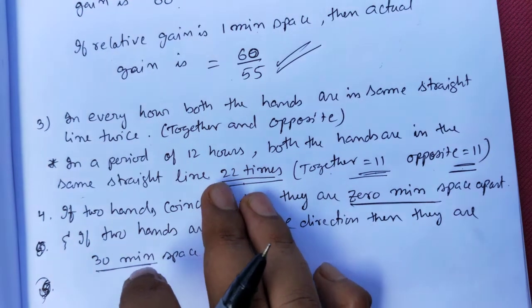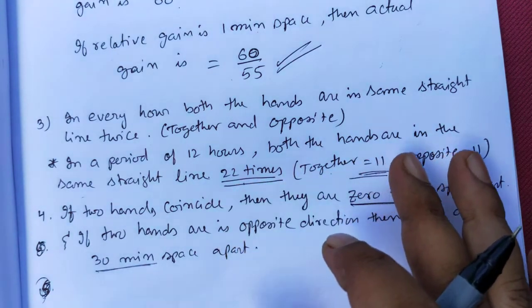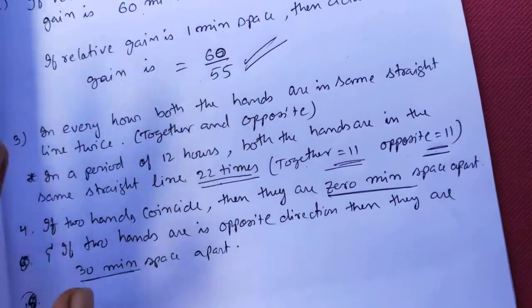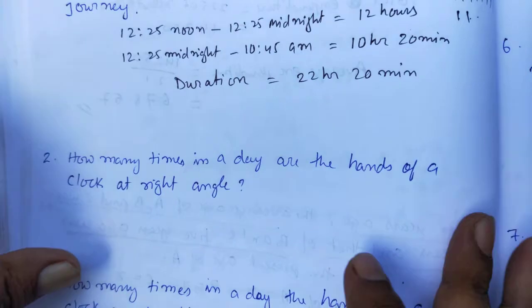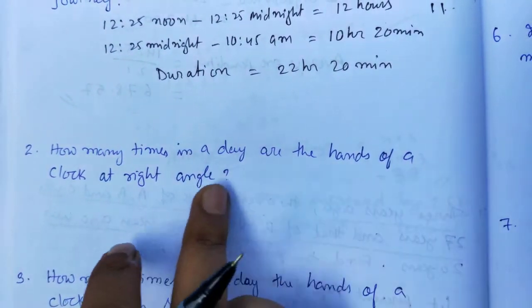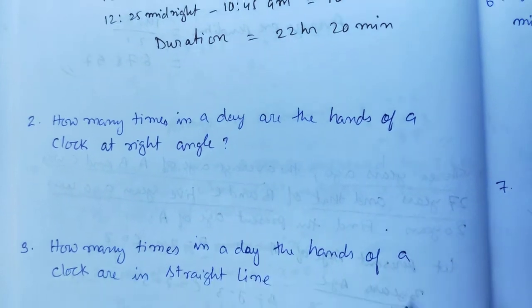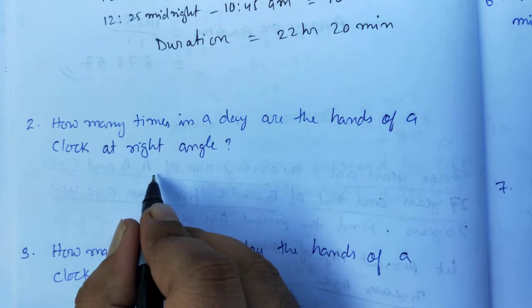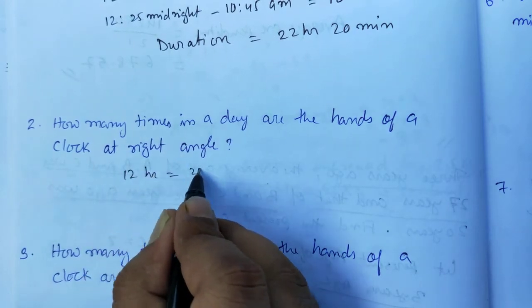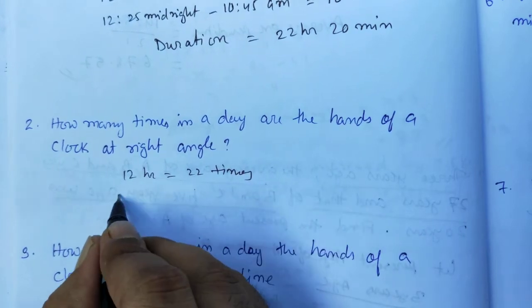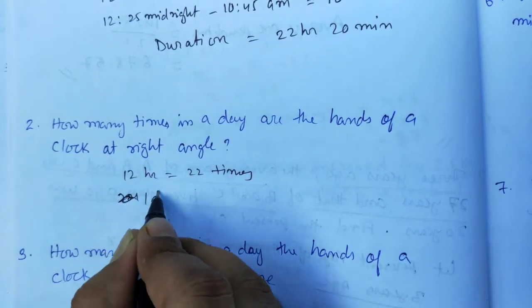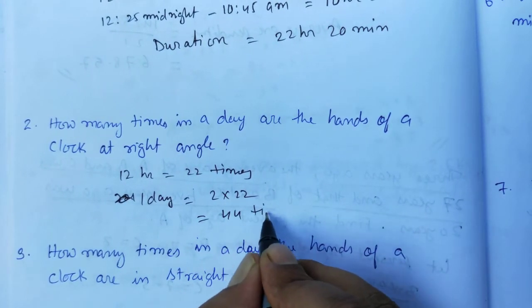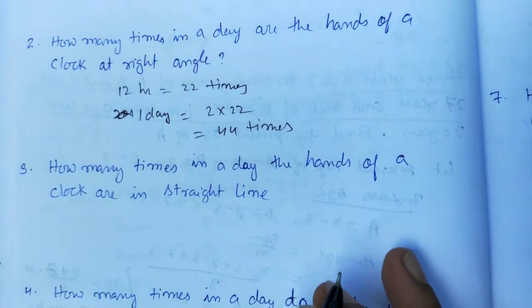Okay, straight line is 22 times. Similarly, right angle also 22 times. So they are asking how many times in a day the hands of a clock are at right angle. In 12 hours it is always 22 times. In a day there are 24 hours, so it will be 2 into 22, that is 44 times. One day means 24 hours.